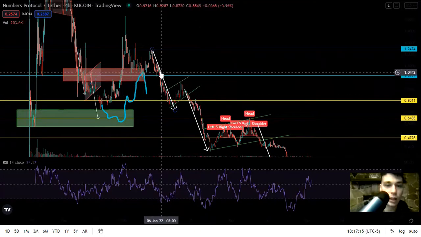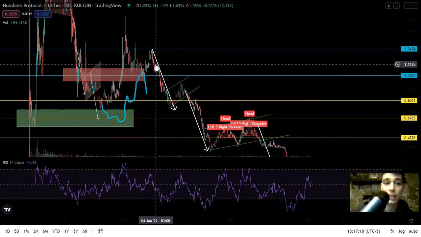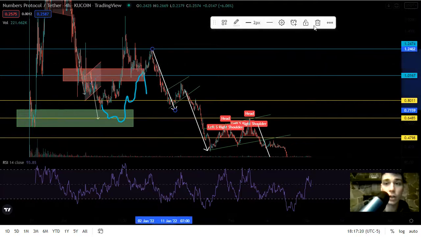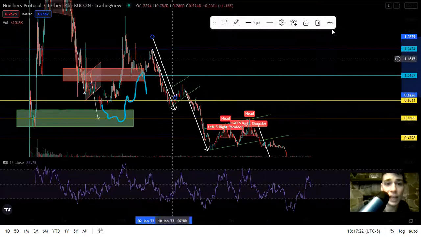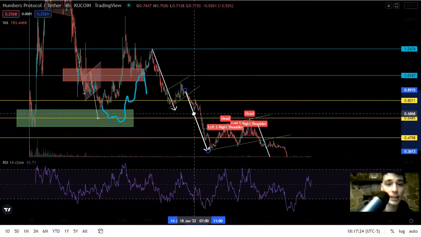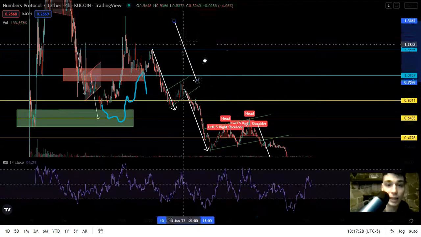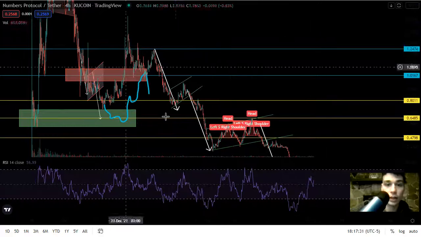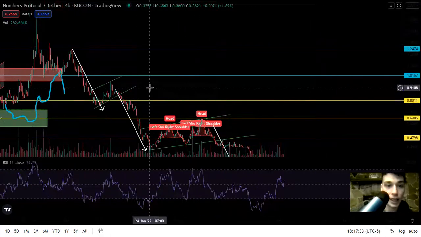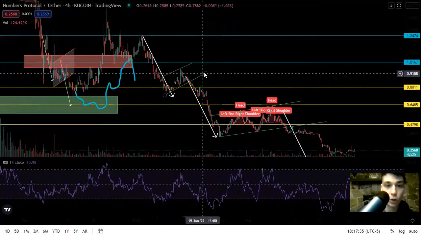And here's exactly what I did, guys. If you click here, you can hit clone and it'll just duplicate that drawing. And then as you can see here, all I did was duplicate that drawing and we hit the price target perfectly. So we had a breakout from our flag here, where we had this bullish channel.